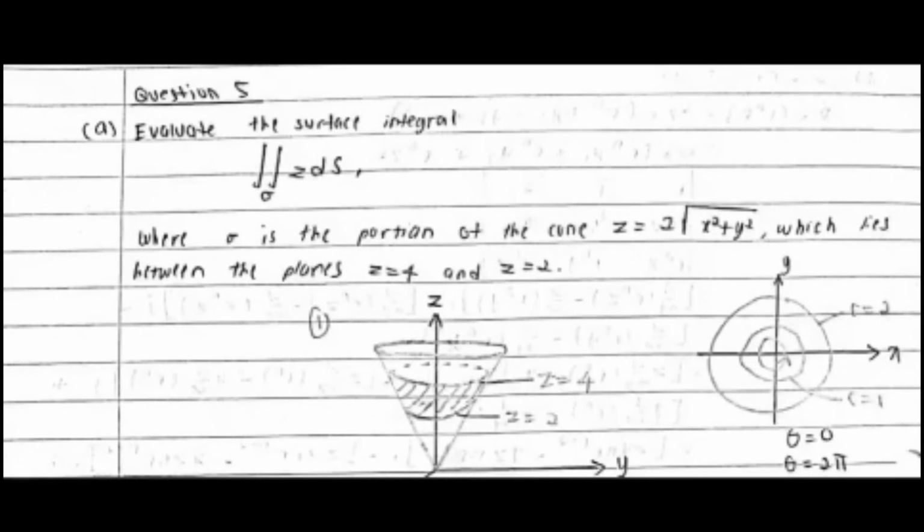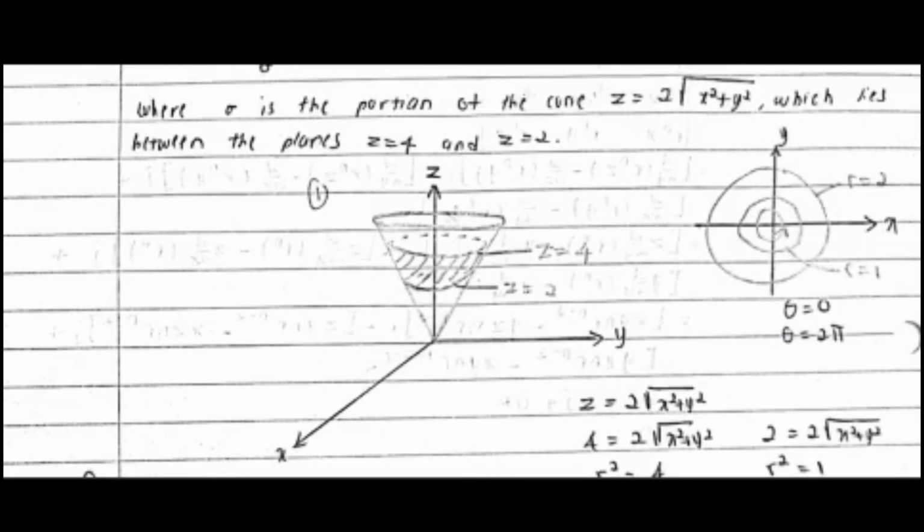Okay, next for question 5a, evaluate the surface integration of z ds, where cone z is equal to 2 square root of x squared plus y squared, which lies between plane z equal to 4 and z equal to 2. First, we need to sketch the cone and the planes z equal to 4 and z equal to 2. Sketching will be like this.